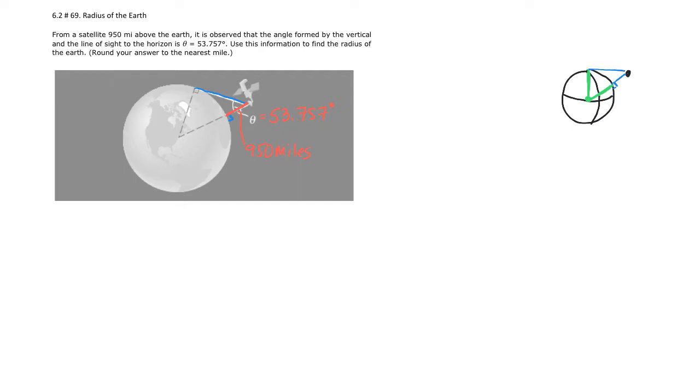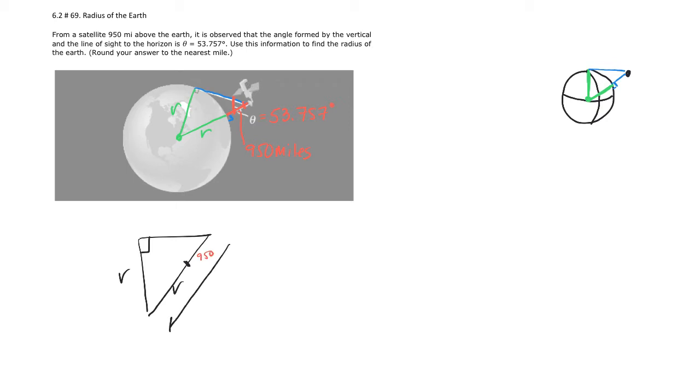Okay, and then this angle, the angle right in here, is 53.75. Our job is to find the radius. Well, the radius is the same no matter how you draw it. So this is a radius, this is a radius. Now we're going to use that triangle. It's just that part of it is given as 950, and part of it is given as r.